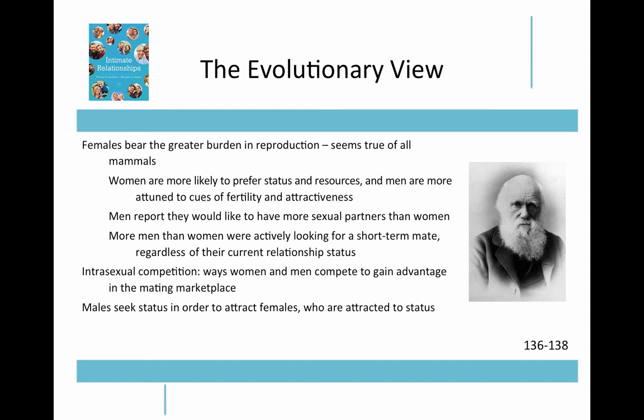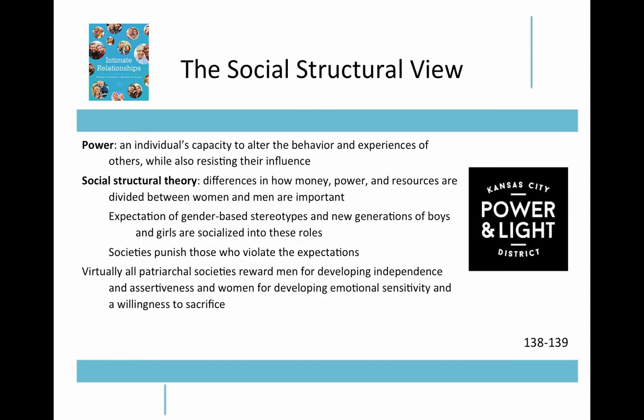So if you see some guy with a supermodel or something, you're going to think, well, they must have a lot of money or a lot of status. And so your partner is indicative of status, and that's a big part of the evolutionary view.